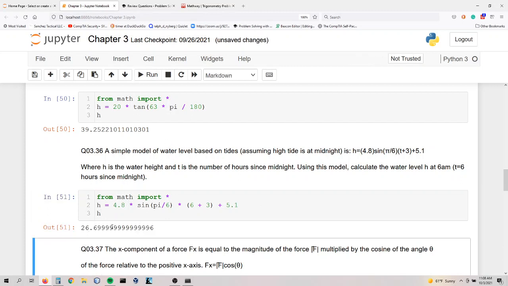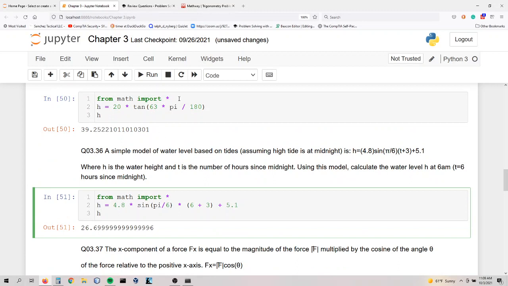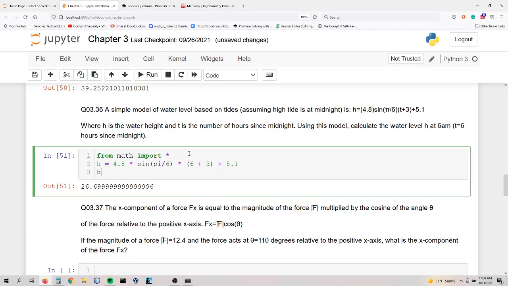So 26.69. We can definitely try this if you guys would like, but I think for the most part we can trust this, since it's a radian, I feel good about it. Whenever we're inputting degrees, it seems like we're going to have to do some extra math to our stuff. So the water level will be 26.